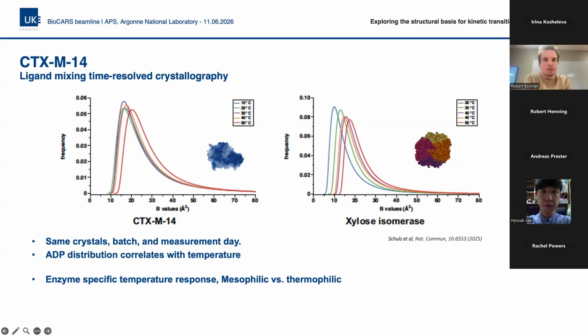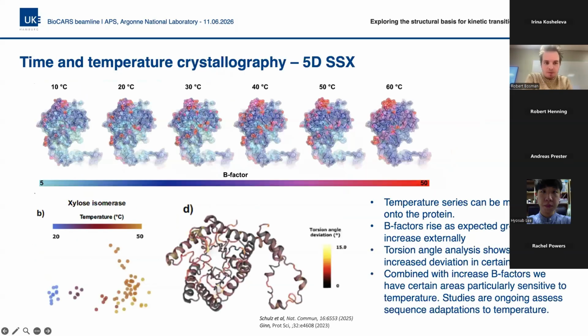It's dangerous in a way to interpret too much into B factors, but they should ideally follow a log normal distribution when modeled. And if you plot that log normal distribution as a function of temperature, you can see that the mesophilic CTX-M-14 responds very differently to the thermophilic glucose isomerase. So you can start to see potential adaptations in response to temperature.